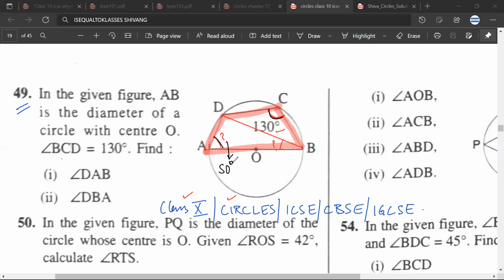So then we will join D and O. Because OA is equal to OD, as they are radii, angle ADO will be 50 degrees. So what you are suggesting is that because these two are radii of the circle, triangle DOA is an isosceles triangle. Am I correct? Yes, sir. This is an isosceles triangle, so this is 50 and this is 50.